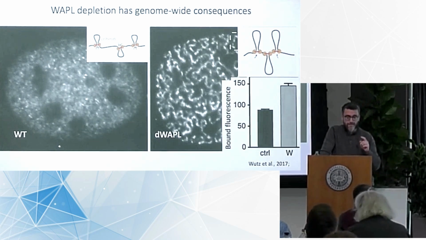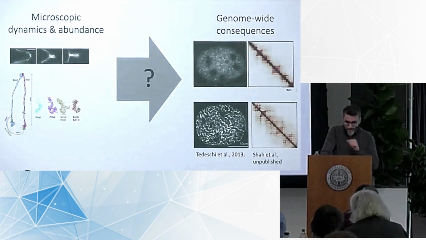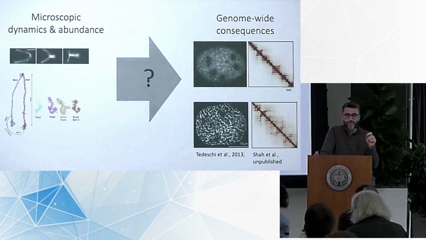And at the same time, just as increasing the lifetime, the fraction of bound extruders also increases upon WAPL depletion. So just remember that if you can, because that turns out to be very powerful information that we'll use later on. Okay, so how does perturbation of this microscopic interplay and dynamics of these accessory proteins modulate the genome-wide organization? There's no direct connection right now between these two worlds.